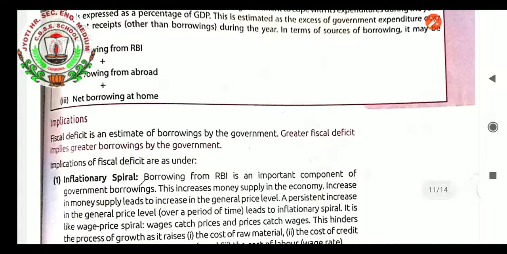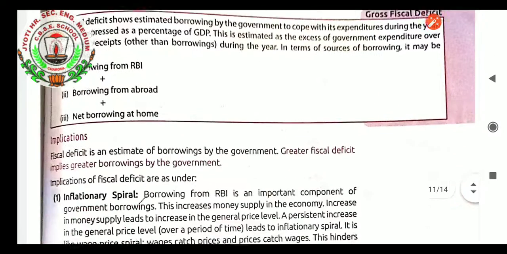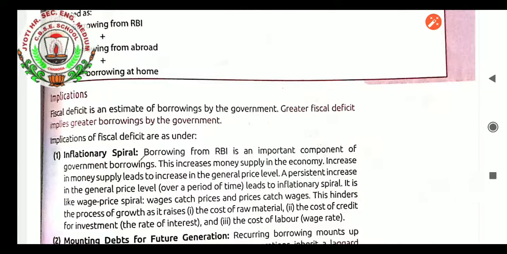What are the implications or results of this gross fiscal deficit? The fiscal deficit is an estimate of borrowings by the government. Greater fiscal deficit implies greater borrowings by the government. Implications of fiscal deficit are as under. Very first, it shows an inflationary spiral. Borrowing from Reserve Bank of India is an important component of government borrowings. This increases money supply in the economy.